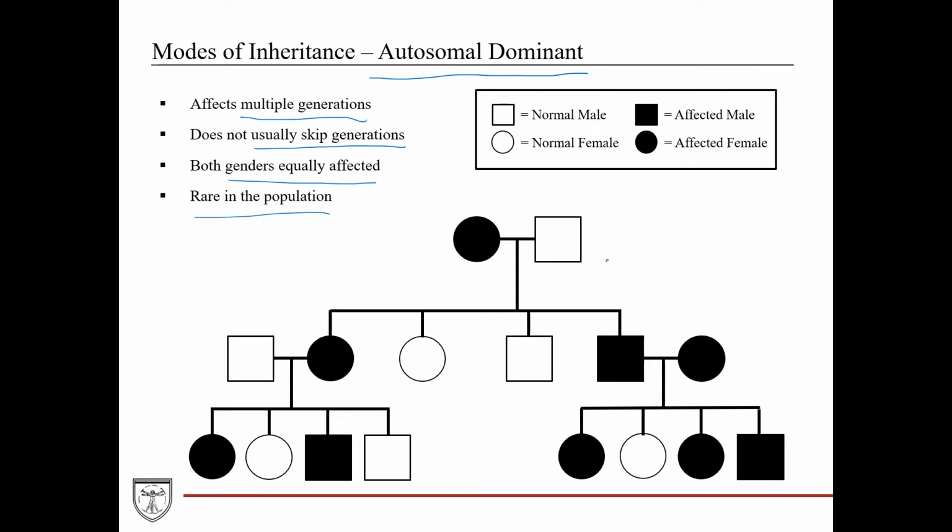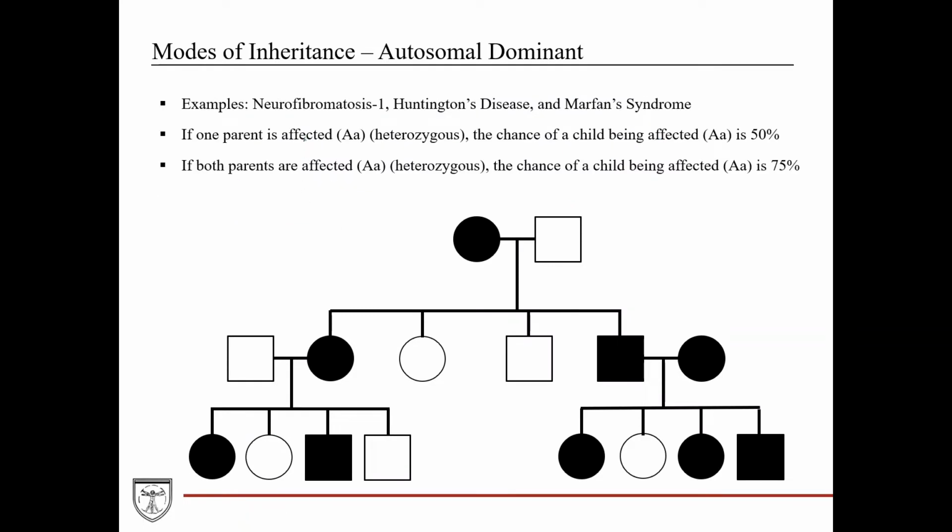So if we come over here to the sample pedigree, just a little key here. The squares are males, and the circles are females. If it's blank or white, that means the individual has a normal phenotype or is healthy, does not have the disease. If it's filled in with black, that means the individual has inherited the disease. Some examples of diseases that exhibit autosomal dominant inheritance are neurofibromatosis 1, Huntington's disease, and Marfan syndrome.